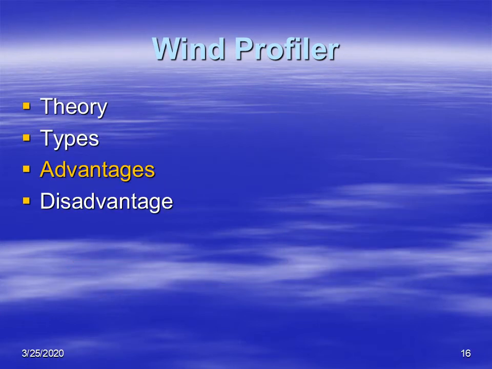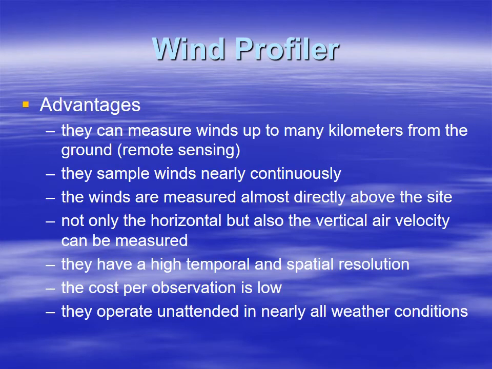So, some of the advantages and disadvantages of wind profilers. The advantages, of course, are that they measure winds from the surface all the way up to many kilometers through the atmosphere. It's remote sensing. They do it continuously, although you can average it. And as we saw with the wind profiler network, they gave you an average of winds every hour. And they measure directly above a site.